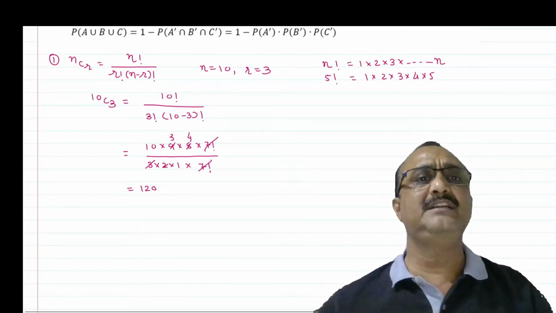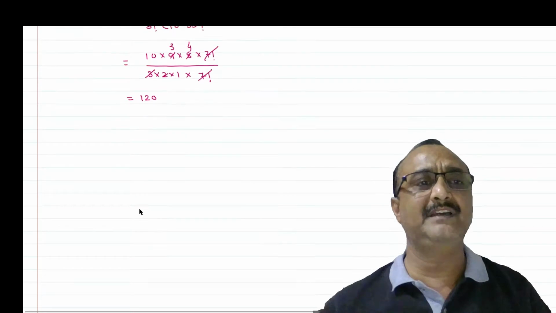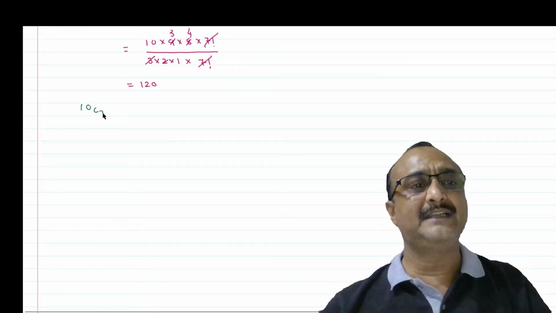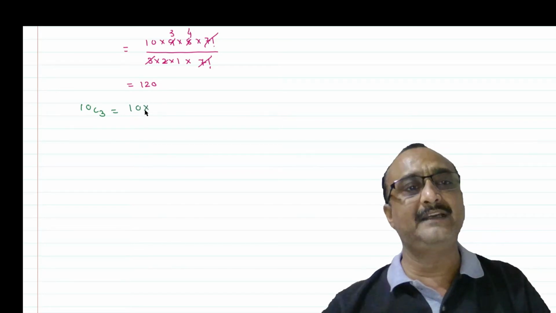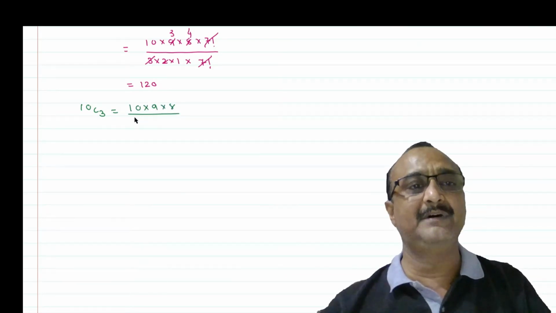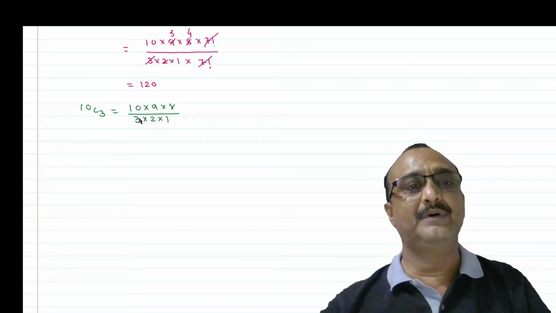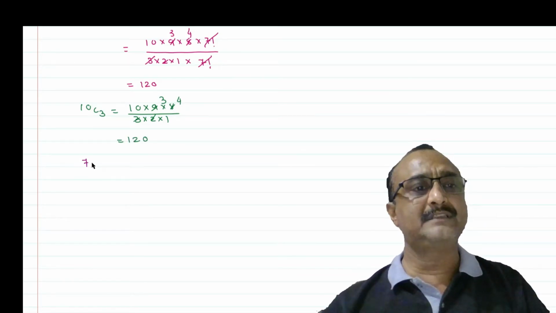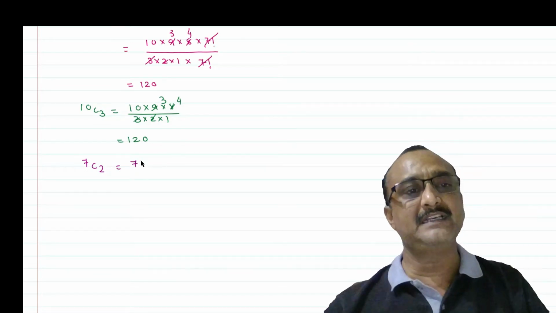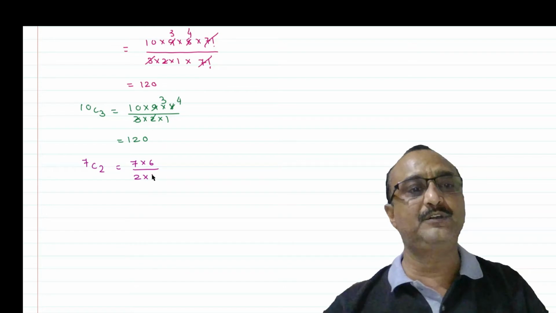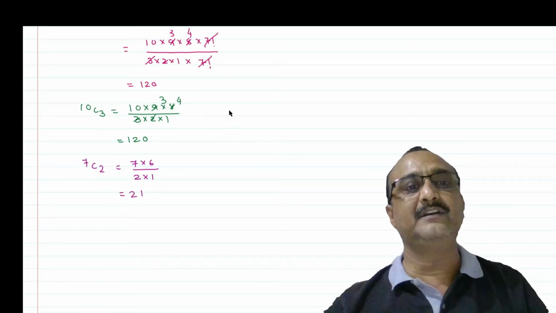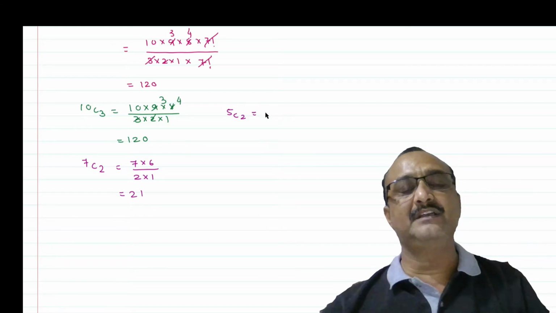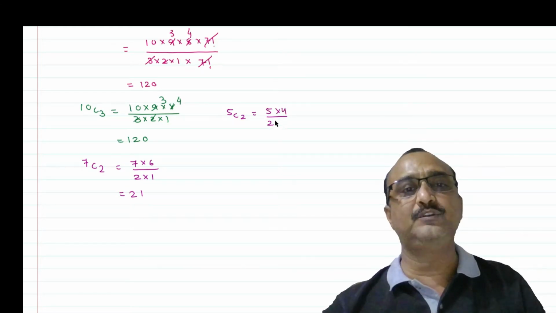But it is a quite lengthy and tedious method, so here we are using a shortcut method. For example, 10C3 is given. We just have to write 10 into 9 into 8 divided by 3 into 2 into 1. 3 threes are 9, 2 fours are 8. Our answer is 120. If 7C2 is given, then 7 into 6 divided by 2 into 1, our answer is 21. If 5C2 is given, our answer is 5 into 4 upon 2 into 1, 2 twos are 4, 5 twos are 10. Our answer is 10.